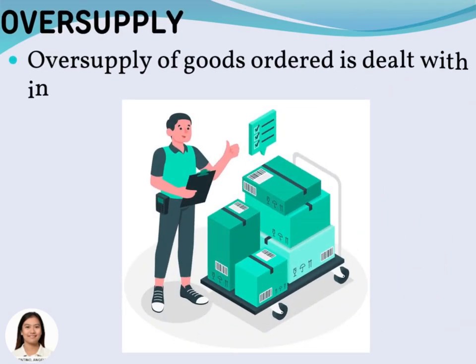Oversupply. Oversupply of goods ordered is dealt with in the same manner. Again, relevant information should be recorded on the delivery docket, and verbal and possibly written reports should be made to the supplier, your supervisor, and the accounts department. Oversupply can be just as big a problem as undersupply due to the potential difficulties with storage as well as budget considerations.